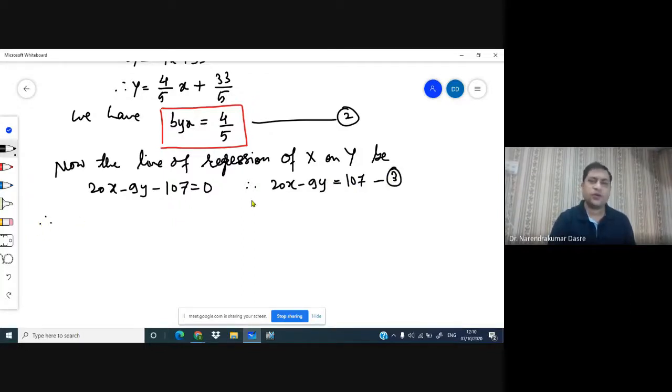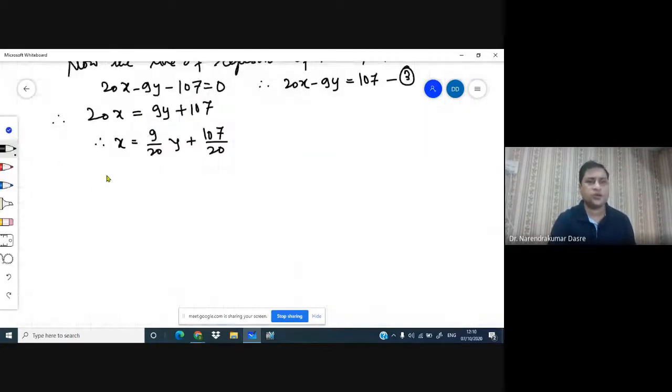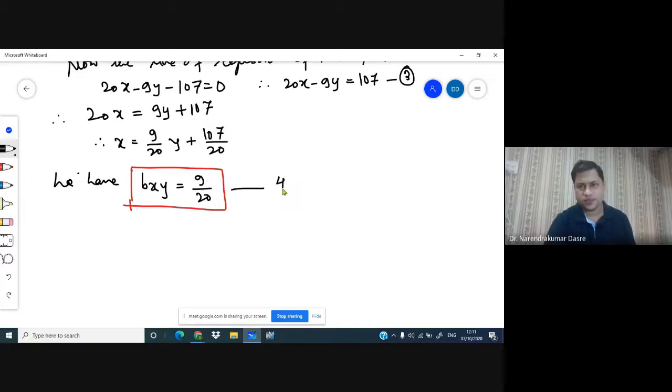And then we want it in terms of x. So if I want it in terms of x, I'll be having 20x is equal to 9y plus 107, or I'll write x is equal to 9 by 20 y plus 107 by 20. And once you get this equation, you are able to get the regression coefficient bxy, the coefficient of regression of x on y. So it is going to be 9 by 20.